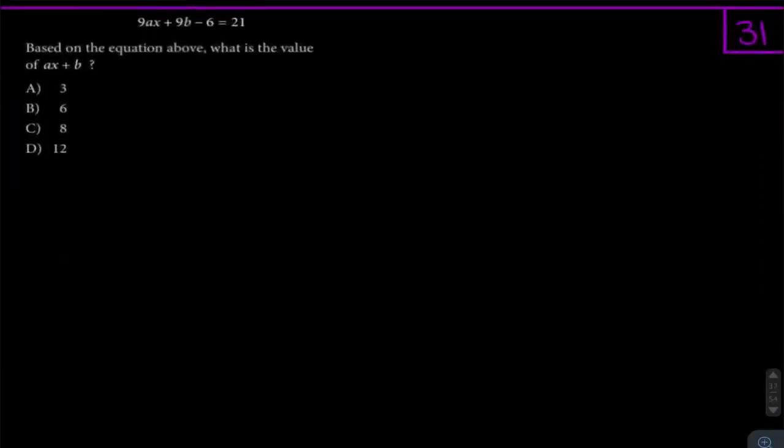All right, so problem 31 here. This is a little weird, right? It gives us an equation with a's and b's in it, and x's. This is based on the equation above. What is the value of ax plus b? Looking at this, usually you're used to being asked something like, what's the value of x, or w, or y? But here we're being asked for the value of an expression, ax plus b. So to solve for x, to solve for y, to solve for ax plus b, it's the same idea.